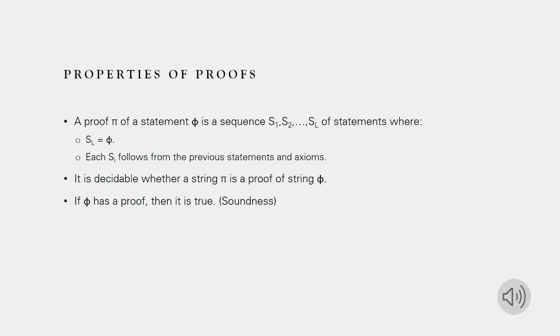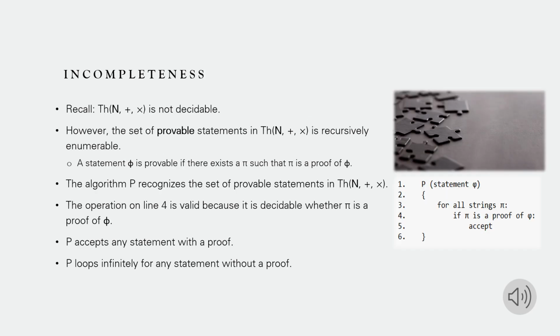Also, another property is that if phi has a proof, then it is true, and this is called soundness. So if something is provable, then it is true. Even though the theory is not decidable, the set of provable statements in the theory is recursively enumerable. And by provable, I mean that a statement phi is provable if there exists a string pi such that pi is a proof of phi.